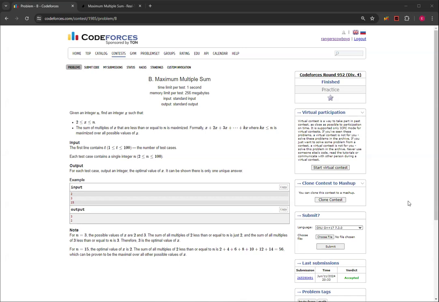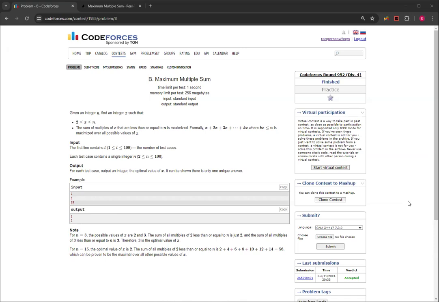And then for n equals 15, the optimal value of x is 2, because the sum of all multiples of 2 less than or equal to n is 2 plus 4 plus 6 plus 8 plus 10 plus 12 plus 14, which is 56. And that's the maximum value of all possible values of x.